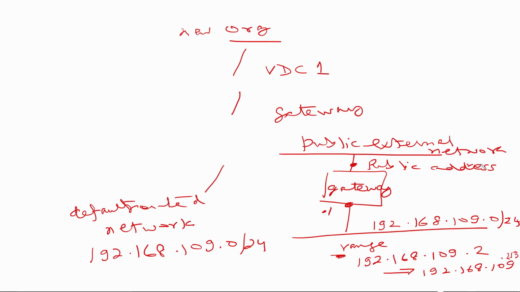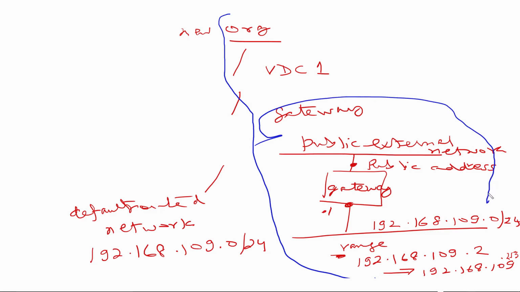Okay, so this template, we'll change colors here. So this template is what's created for you. You have an org, you get one VDC that's called VDC1, you get a gateway, and you get this networking setup in your VDC.